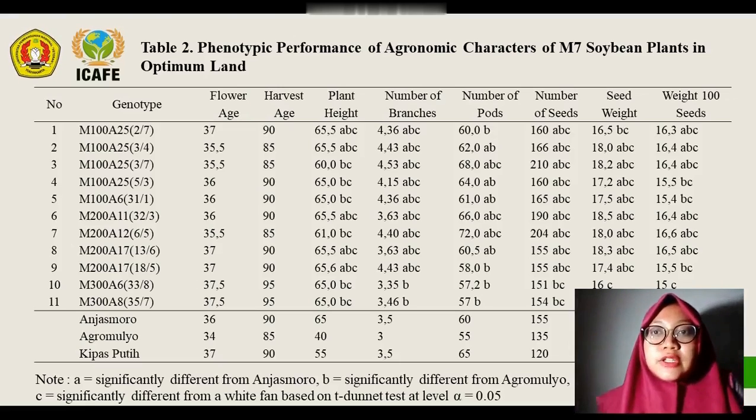Table 2, about the phenotypic performance of agronomic characters of 7 mutant genotype soybean plants in optimum land, shows that 9 genotypes were significantly different from the 3 comparison varieties in the number of branches, number of seeds, and weight of seed. 3 genotypes were significantly different from the 3 comparison varieties in the character of the number of pods. 6 genotypes were significantly different from the 3 comparison varieties on the character of weight of 100 seeds. And 2 genotypes were not significantly different from the parental variety Anjasmoro on all observed characters.